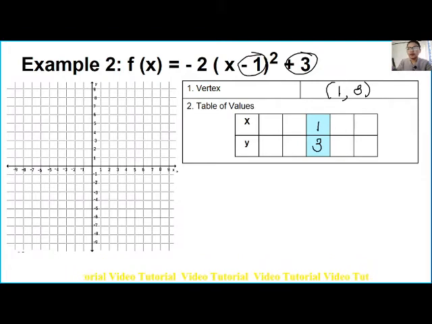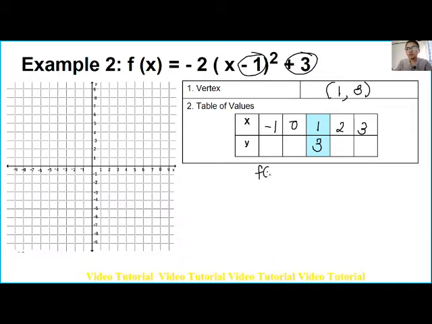Now for the assigning of values, on the left side of 1, we have 0 and negative 1. And on the right side of 1, we have 2 and 3. For you to check, you can check if it is in a logical pattern: negative 1, 0, 1, 2, 3. So it's correct. For the values of y, we solve again.